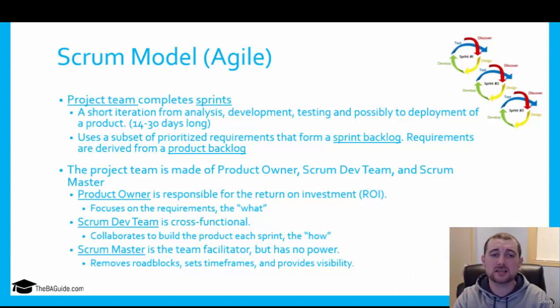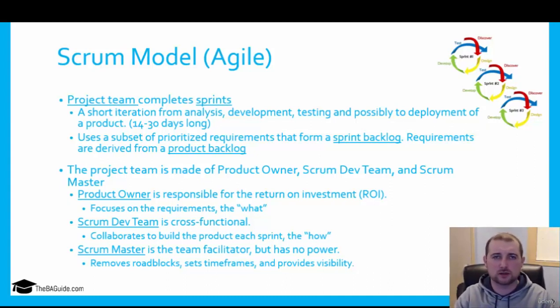First off, the project team completes sprints. The project team, a group of people, complete these things they call sprints. It's like their iteration. A sprint is a short iteration of analysis, development, testing, and possibly deploying a product. The deploying is obviously going to be after a number of sprints most likely, but the sprints can last anywhere from 14 to 30 days, and that's a set time frame. Whether it's 14 days, that's what your sprints are. Whether it's 30 days, that's what your sprints are.